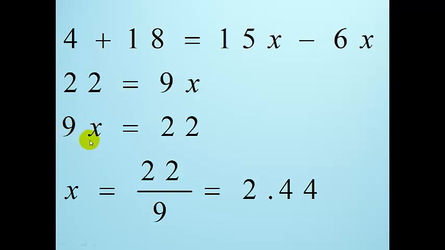So we divide the left hand side by 9. And when we divide 9x by 9, we have x. Dividing the right hand side by 9, we have 22 over 9. And 22 divided by 9 is equal to 2.44. 2.44, that is corrected to 2 decimal places.